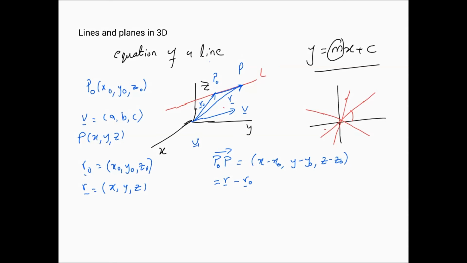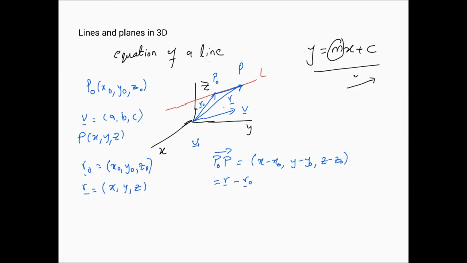So basically we have this vector P0P, or r minus r0. Now, what is the relationship between P0P and the vector V? We know that they are both parallel. For two vectors that are parallel, there is a very simple relationship, which I will try to show you here. Let me just clear up some space.